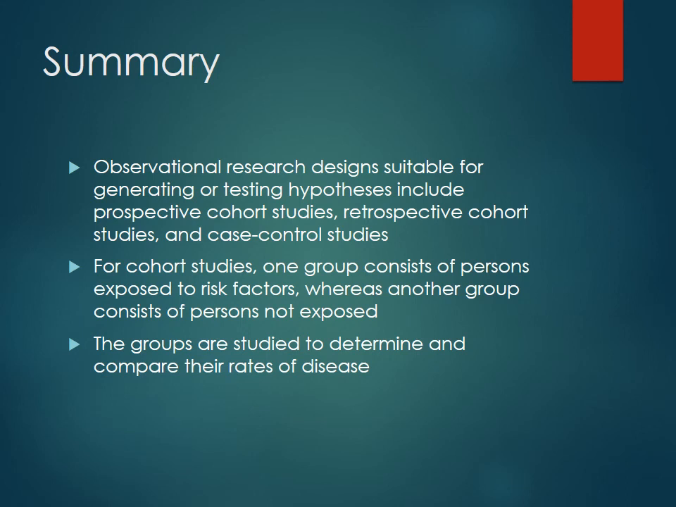Again, for cohort studies, one group is going to consist of people who are exposed to a risk factor versus one who is not exposed to a risk factor, and then you're looking for outcomes, right? If I was doing a case control study, it would be different, where I'm looking at the outcomes and then tracing it back to see what risk factors those patients had.